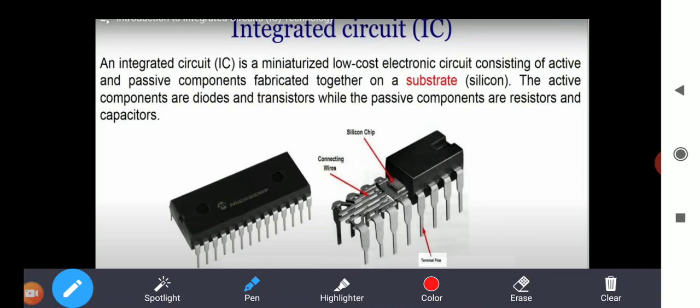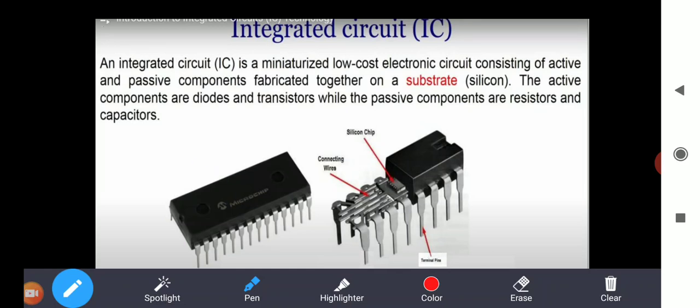What are the active components? Transistor, diode. These are all active components. And what are the passive components? Resistors, capacitors, inductors. These are the passive components. These active and passive components are housed together on a single silicon substrate. That is called an IC. Integration of active and passive components on a single chip, a single substrate, is called an integrated circuit.